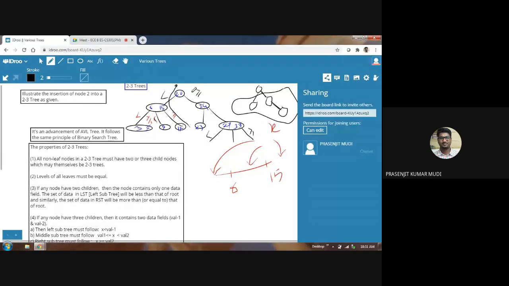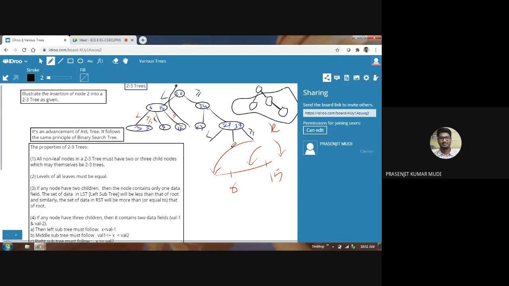Next, what if I can further shorten the height of a particular subtree? For that purpose, I have to accommodate more than two children in a node. From that idea, one tree was introduced, the 2-3 tree. A 2-3 tree is a special case where a node can have a minimum of two children and a maximum of three children. Any non-leaf node will have either two children or three children, and all the leaf nodes will be at the same level.